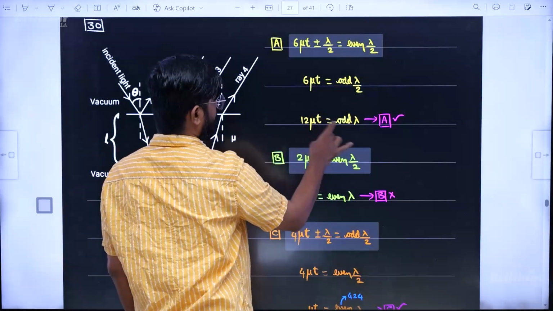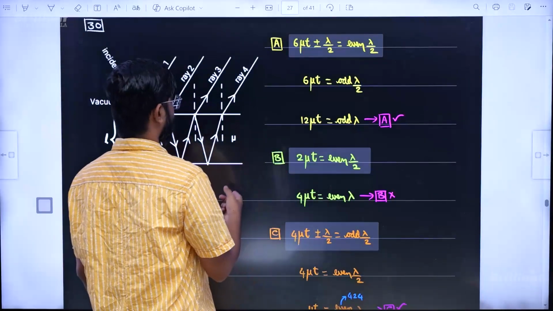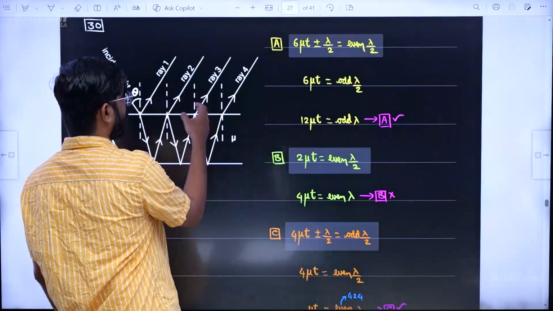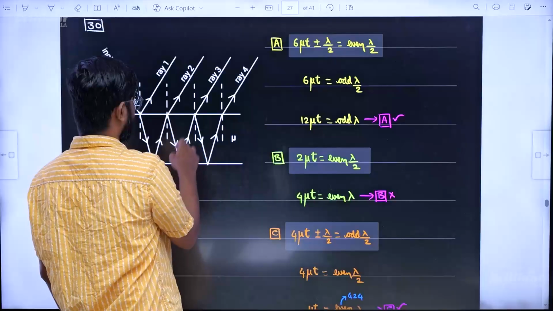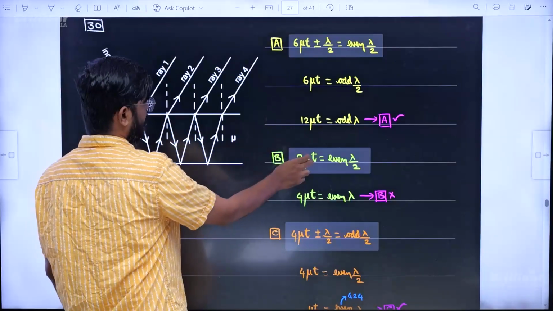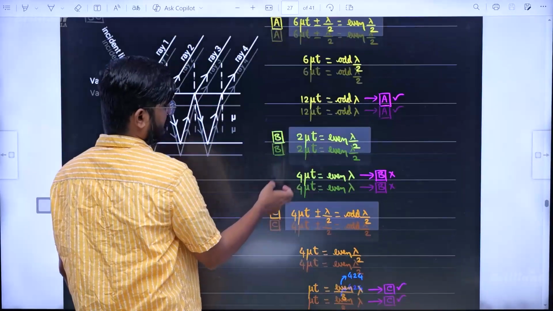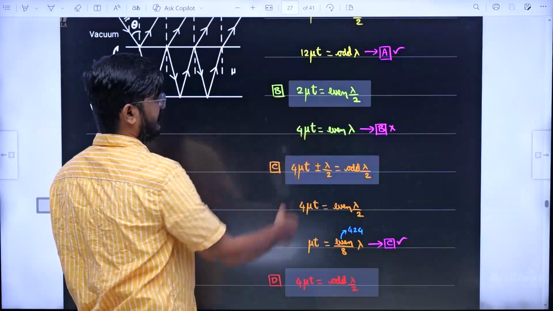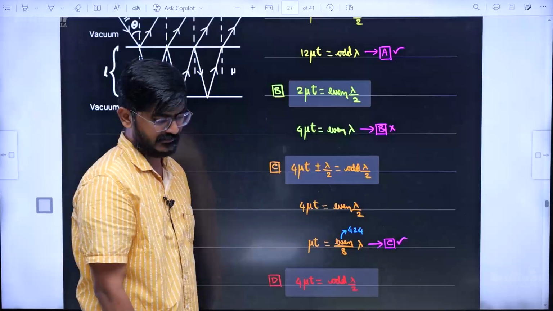When you modify it, you will be getting this one, which matches with option A. Similarly, for the second case, it is 2 and 3. For 2 and 3, we don't talk about extra phase change. Between 2 and 3, the extra path difference is only 2 mu t. That should be equal to even lambda by 2, which doesn't match with option B. They were telling that should be equal to 79 lambda, but we concluded it should be even lambda.